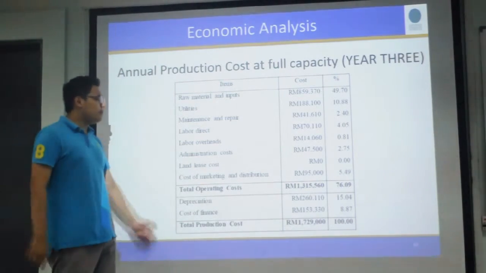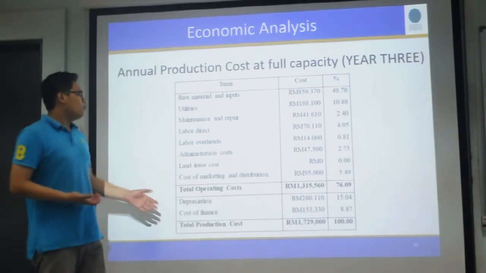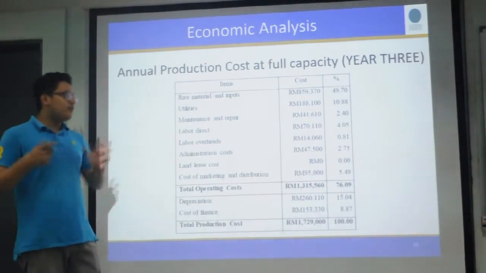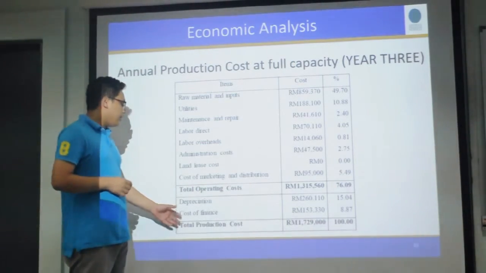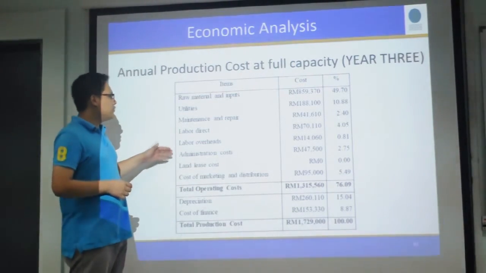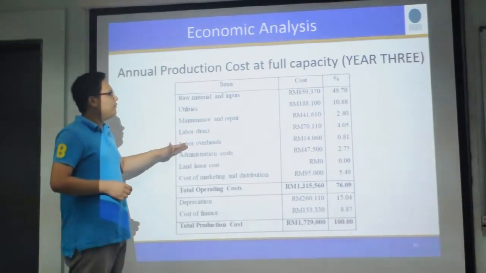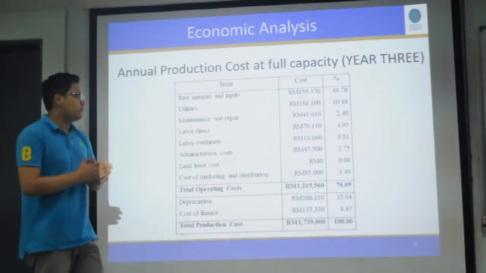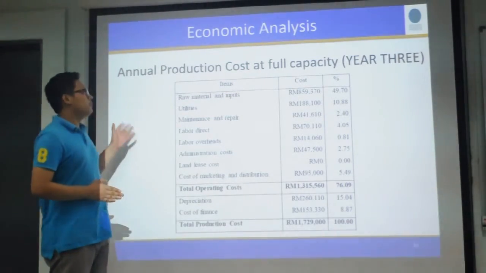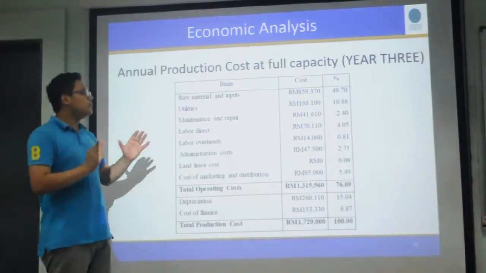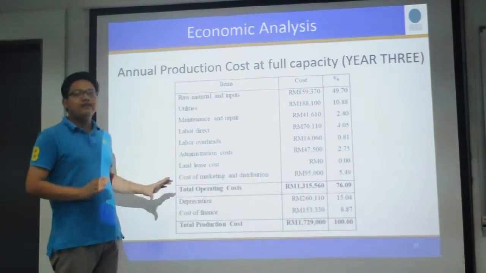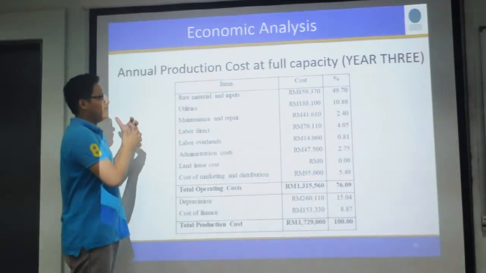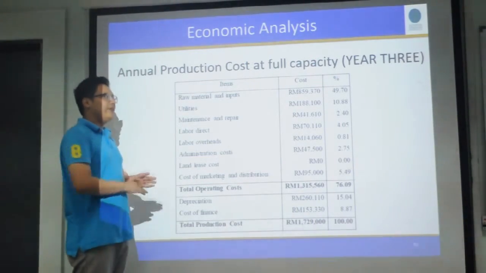of 1,739,000 ringgit, with the total operating cost constituting about 76.09% of the total production cost. It's also worth noting that direct labor, labor overhead, and administration cost are also taken into consideration in our projected annual production cost, which means that our production cost fully encompasses everything that might come into play when it comes to the manufacturing line.